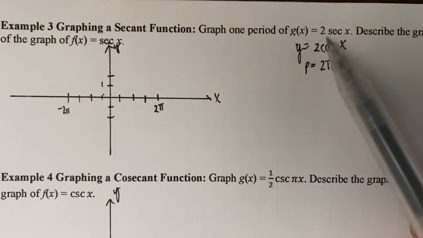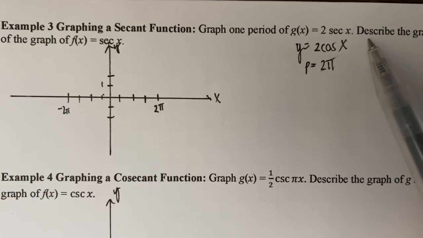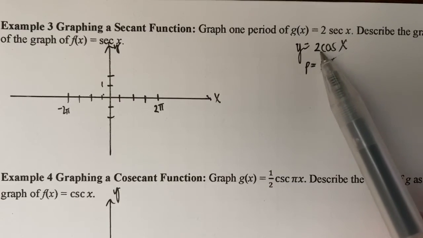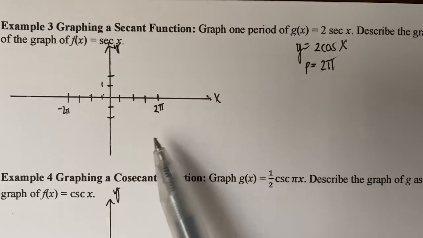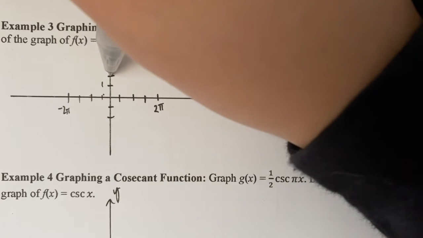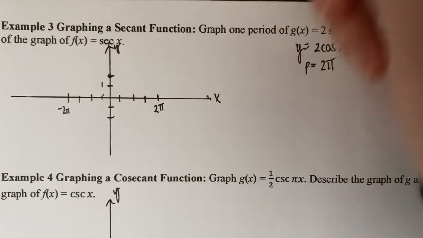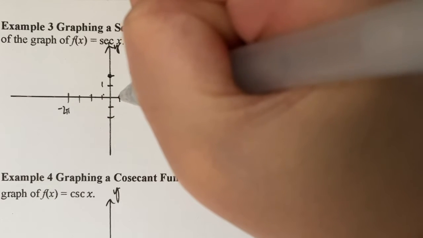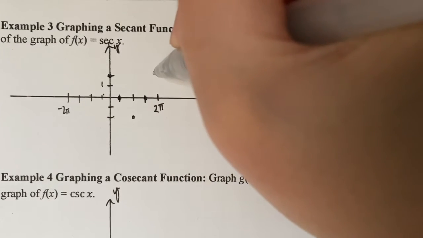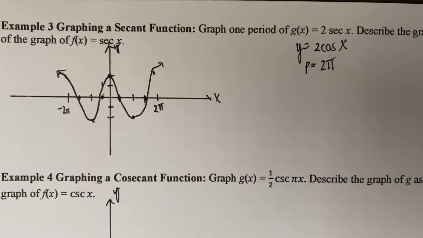Because our a value is 2, and there is no vertical transformation, the midline is going to be at the x-axis, and we are going to have a maximum of 2 and a minimum of -2. The graph of cosine has an x-intercept at your maximum 2. It's going to go down to the x-axis, down to your minimum, back up to the x-axis, and up to the maximum. There is our graph of 2 cosine of x, but we want the graph of the secant function.